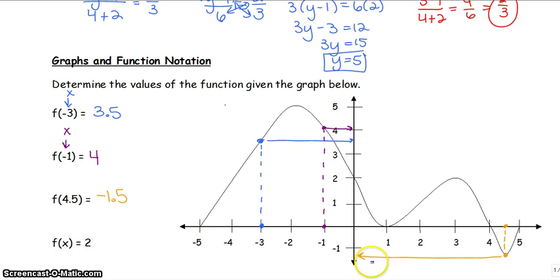Now there's a little bit of leeway on this. If you would have told me -1.25, you still would have gotten credit for it. So there's a little bit of leeway. If you would have told me -5, that would have been wrong.